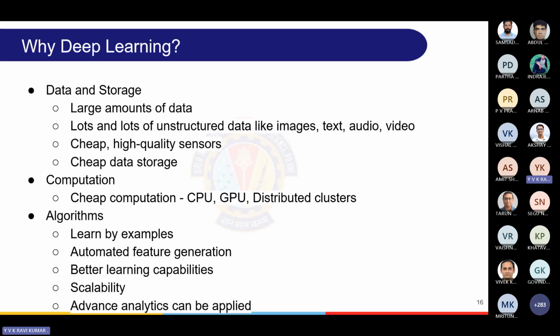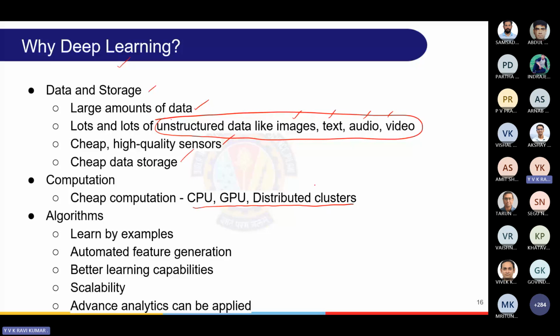Some of the aspects we already discussed, right? Data storage, and quickly we can have large amounts of data like images, text, audio, video. This is one of the important aspects which forces us to look beyond ML algorithms. Data storage is not a problem, computation is not a problem: CPU, GPU, clusters, distributed computing, parallel computing, distributed ML.